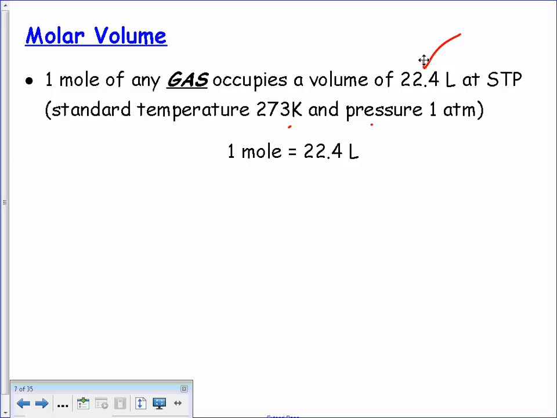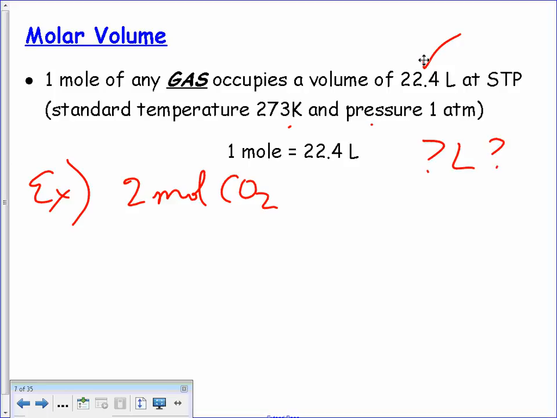Not really? So I'm going to give you a scenario. We have 2 moles of carbon dioxide gas. Okay, so it's my given. 2 moles of CO2 gas. Question. How many liters at STP does that gas take up? So what did you just do in your head? It's 22.4 per mole, so if there's 2 moles, it's doubled, right?